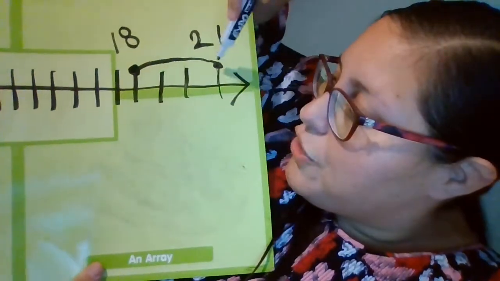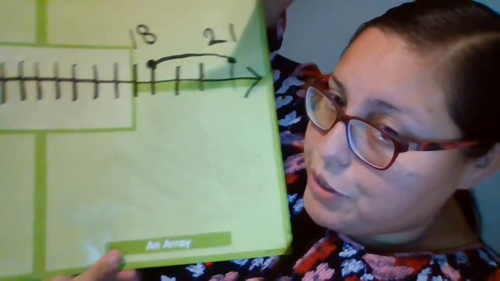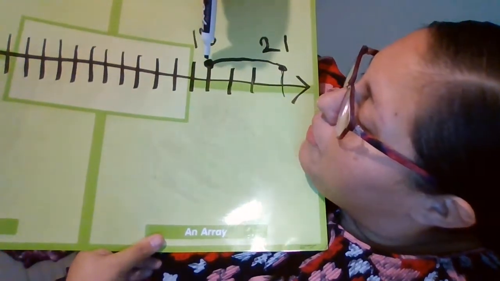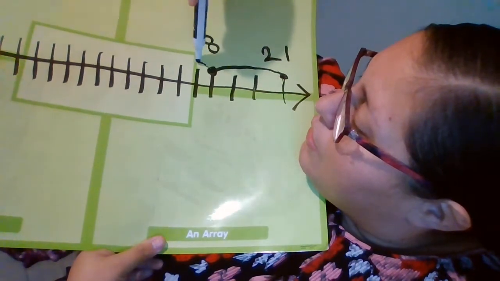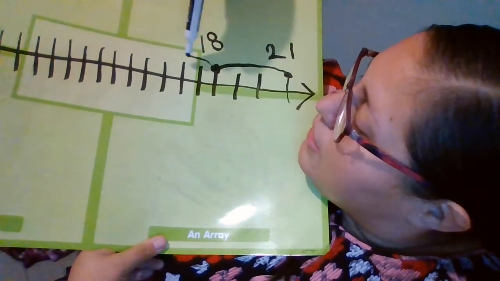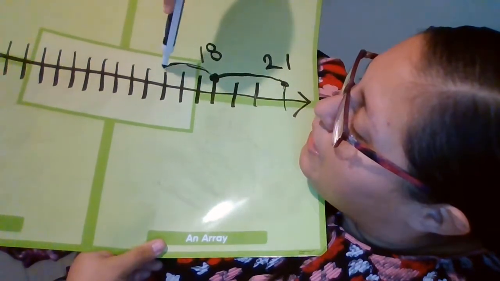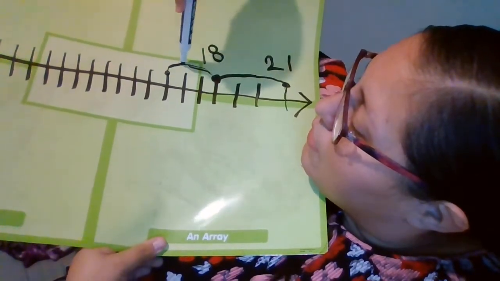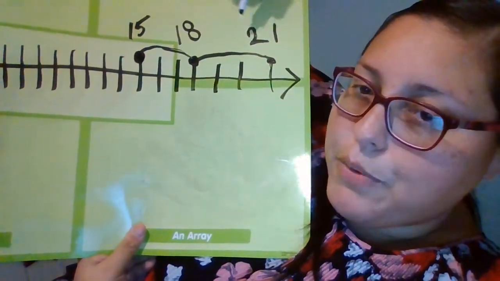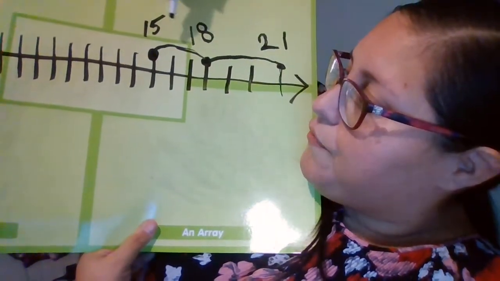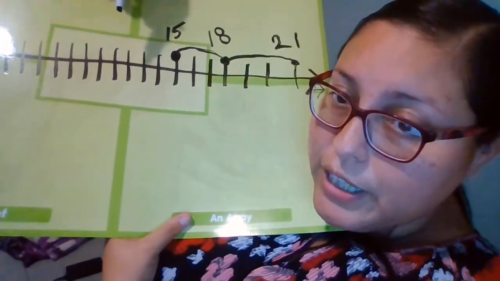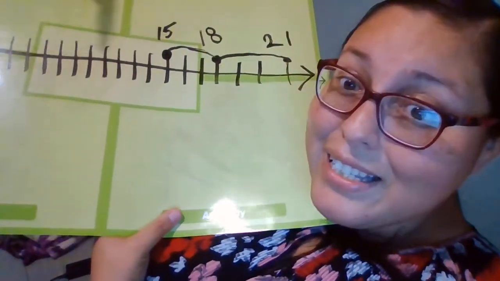So when I jumped, I had 3 spaces. Now I'm going to jump 3 more spaces. 18. I'm going to jump 3 spaces. 17, 16, 15. 1, 2, 3. And I'm going to land here at 15. So I'm going backwards. 21, 18, 15. Now I'm going to jump 3 more and 3 more and 3 more until I get to 0.